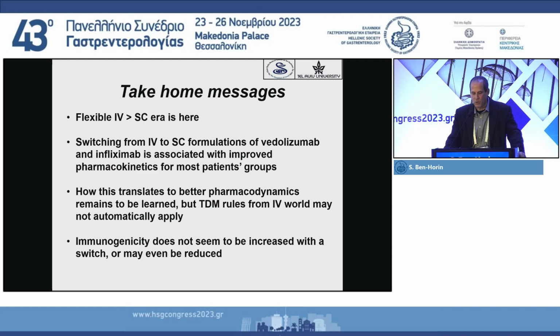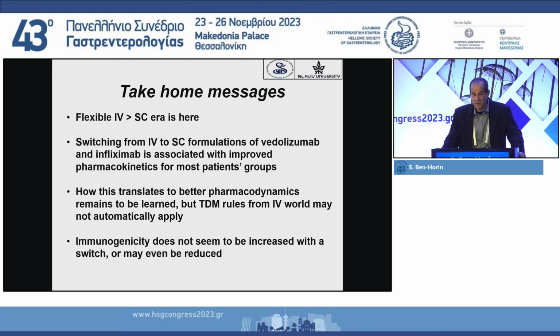The switching from an IV to sub-Q formulation of vedolizumab and infliximab seems to be associated with improved pharmacokinetics for most patient groups, but how this translates to better clinical efficacy, to better pharmacodynamics, is still unclear. Although the TDM rules from the IV world, as I showed you, are not automatically applied. So I will have to leave you with more questions than answers, but I love this situation because that means that everyone here in the audience can have a lot of research to do on your next patients.